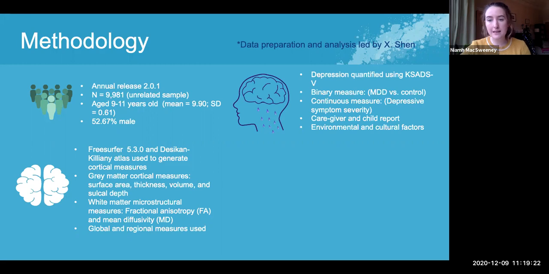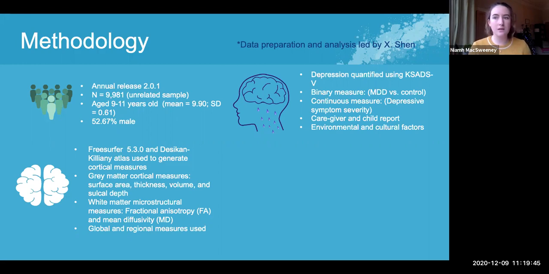In terms of the mental health assessments that we looked at, depression was quantified using the KSADS, which is a standardized, well-established metric used for quantifying psychopathology in young people. And we used a binary and a continuous measure of depression. So the binary measure was either a diagnosis of major depressive disorder or a control.